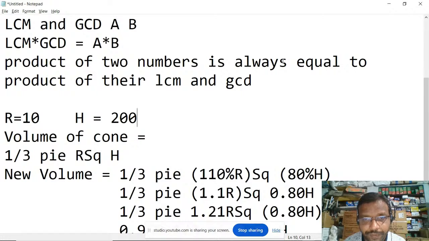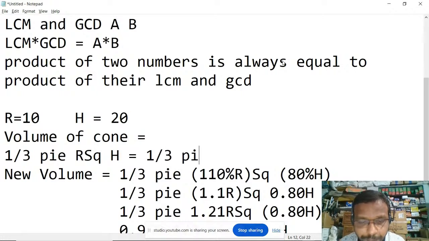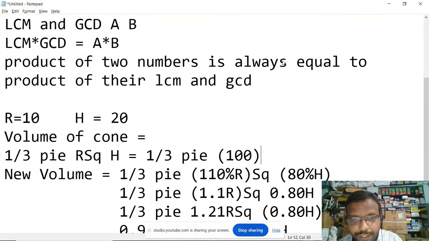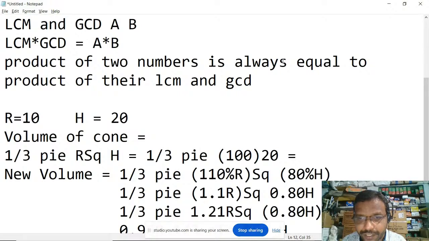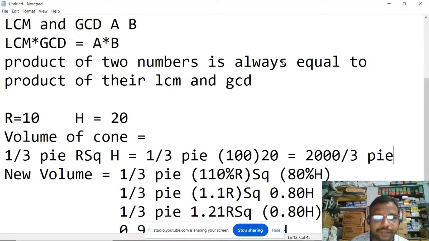10 and 20. So 1 by 3 pi, 10 square is 100, r square, into h is 20. So 20 into 100, 2000 by 3 pi. That is the initial volume of the cone. Pi is nothing but 22 by 7. Don't worry.